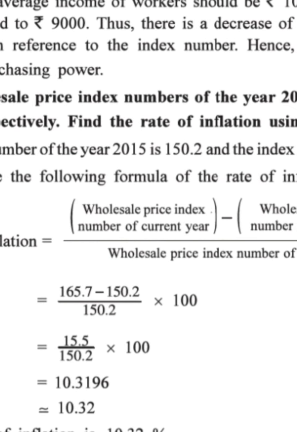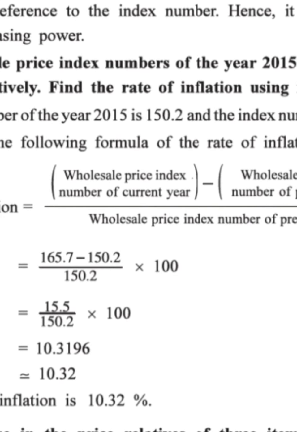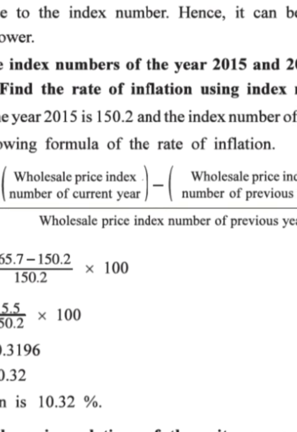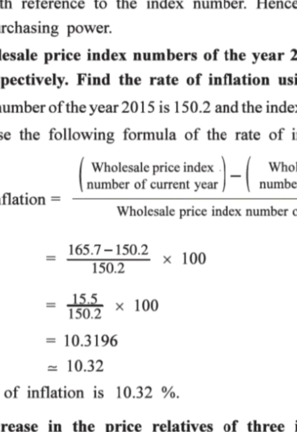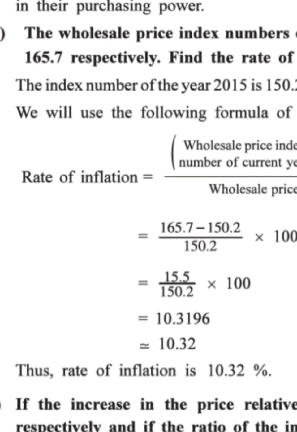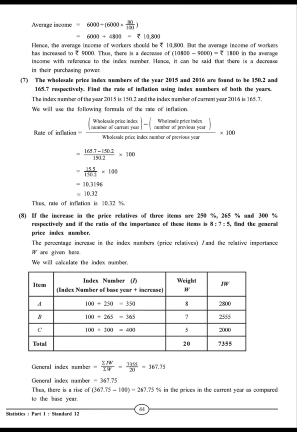Children, over here we have all the values. So wholesale price index number of the current year, we have taken 165.7. Wholesale price index number of the previous year, as it has been given, we have taken 150.2, divided by again 150.2, into 100. You will solve it on your calculator. It's giving you 10.32. So what is the rate of inflation? We found out the rate of inflation, that is 10.32%.